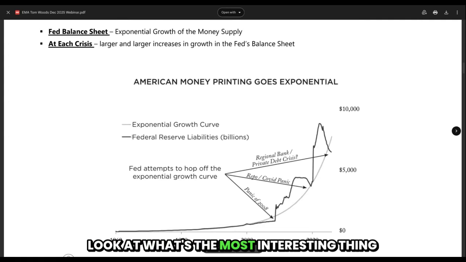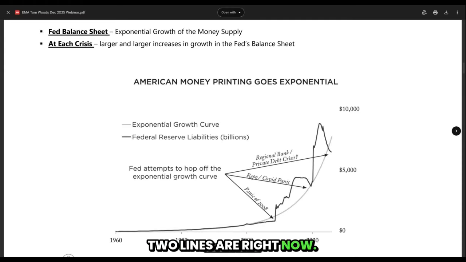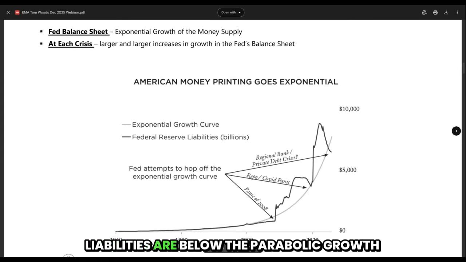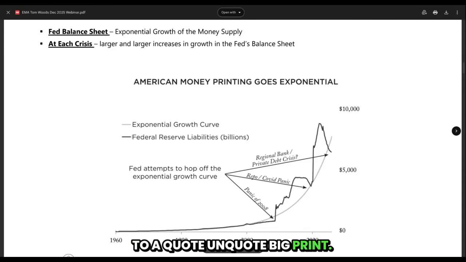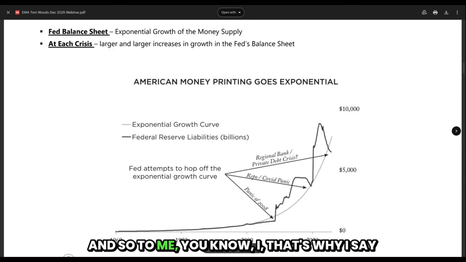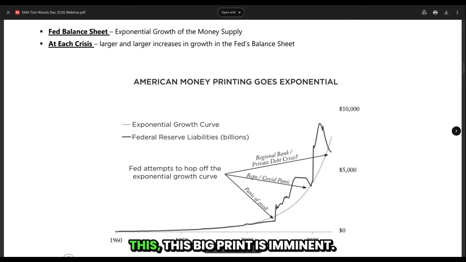Look at what's the most interesting thing about this chart to me: look at where the two lines are right now. We're back to the point at which the liabilities are below the parabolic growth curve. And the last two times that occurred, it led to a quote unquote big print. And so to me, that's why I say this big print is imminent. I mean, it's going to happen.